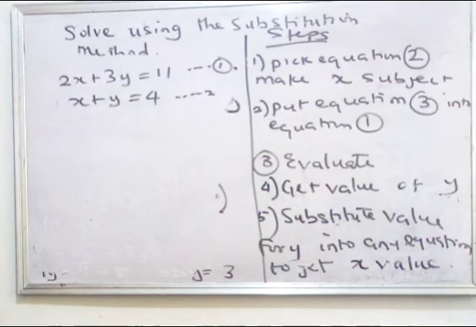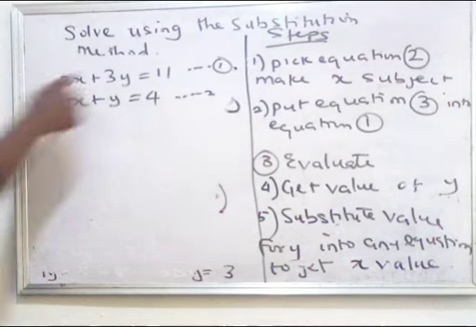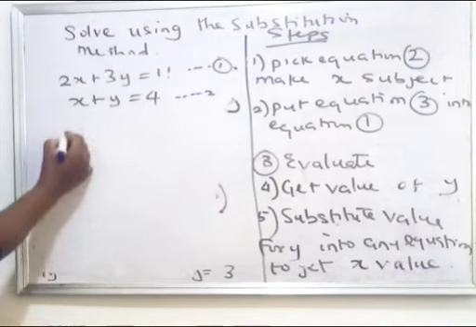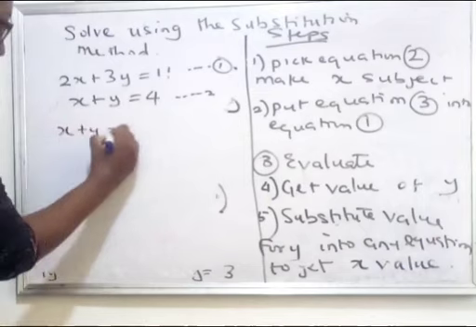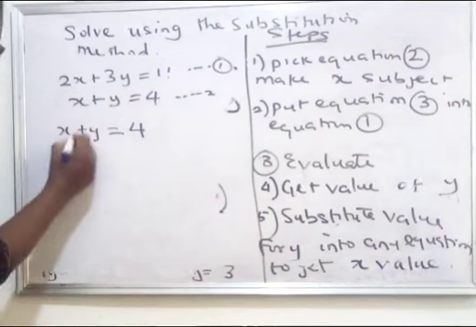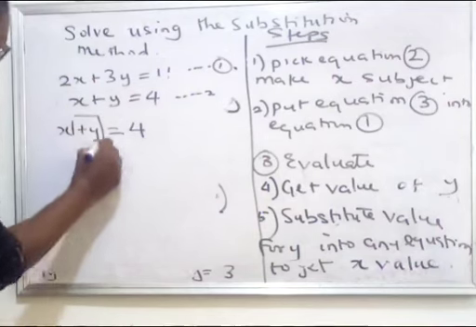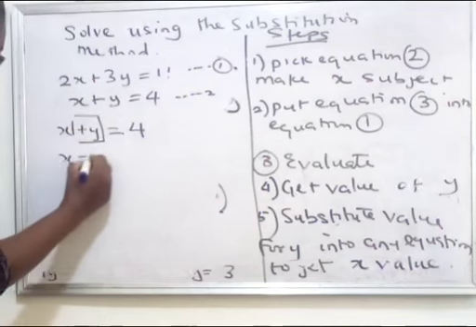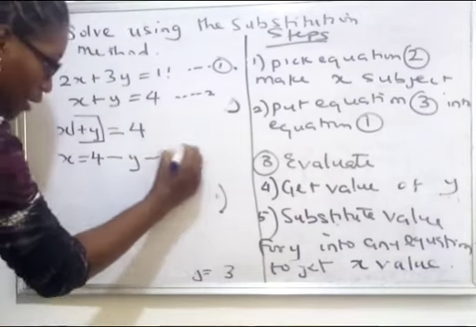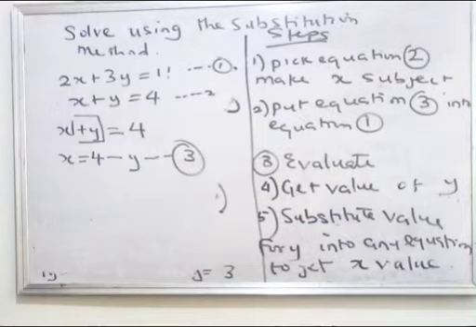What this means is that, first of all, this is our equation 1 and this is our equation 2. So we pick equation 2, which is x plus y equals 4. And then we want to make x subject. It means plus y goes out to get x to be on its own. X equals 4, and when plus y goes out, it becomes minus y. This will become our equation 3. Are we together? Now, we have gotten our equation 3 as x equals 4 minus y.